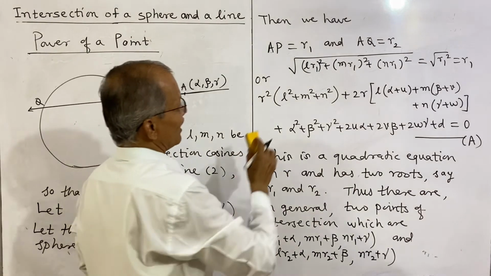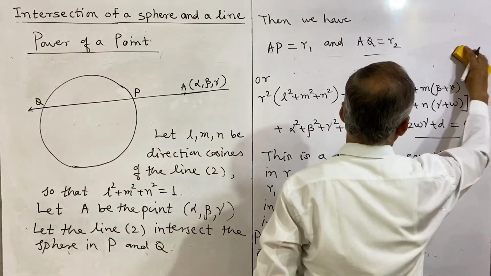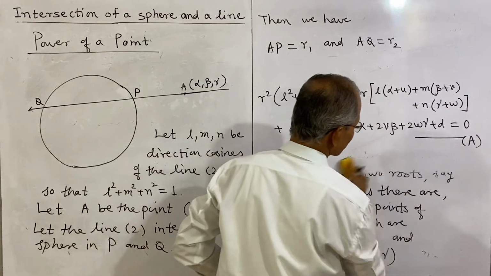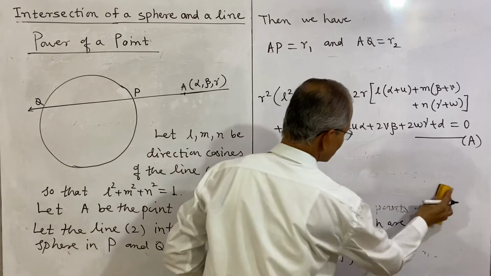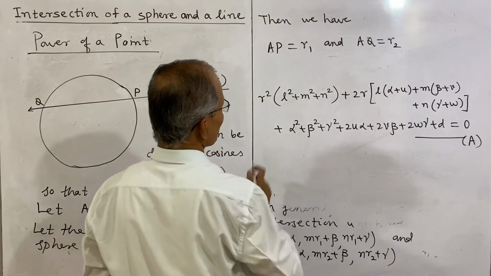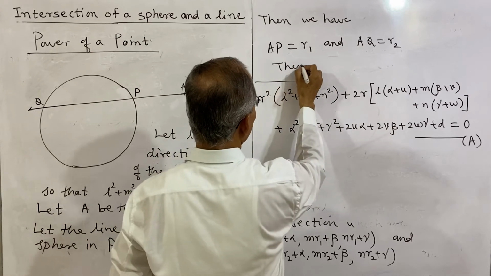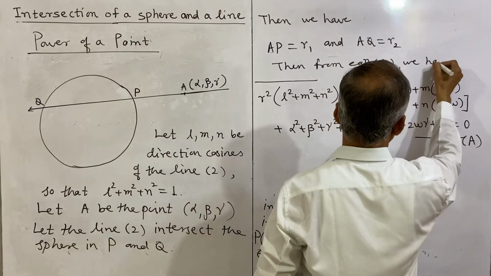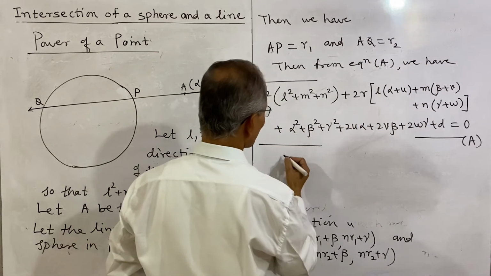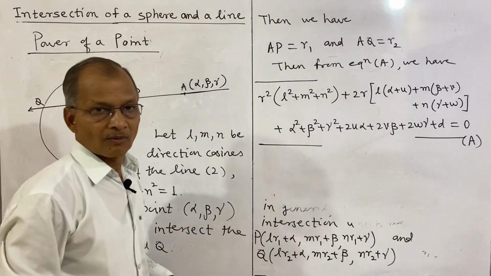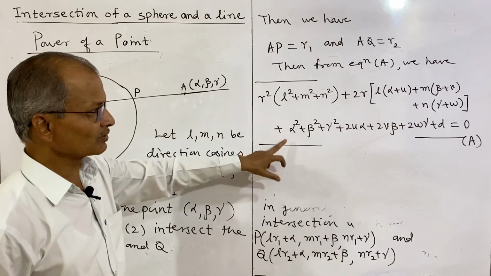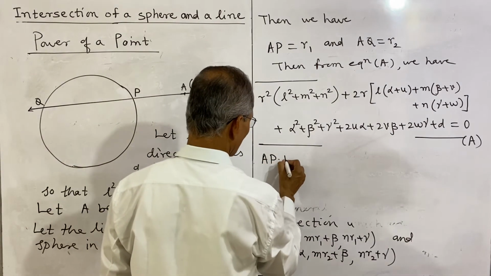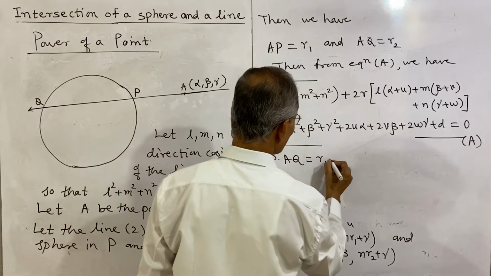Now from equation A we have the product of roots. R1 and R2 are the roots of this equation. So R1 into R2, that is AP into AQ, is equal to the product of roots.